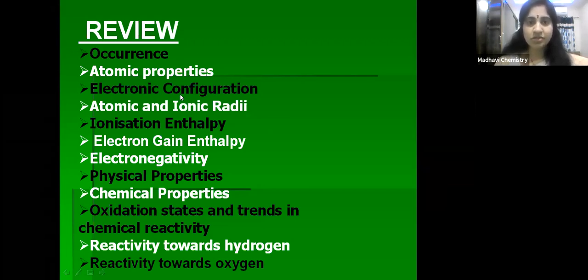What is the general electronic configuration of 17 group elements? ns2 np5. So they have 7 electrons in their outer shell. That's why they belong to the 17th group. Next, atomic and ionic radii we have discussed. You know that these are present at the right side of the periodic table, so left to right size decreases. So these have a small size when compared with the remaining groups in the periodic table.